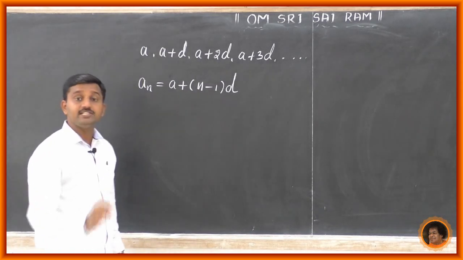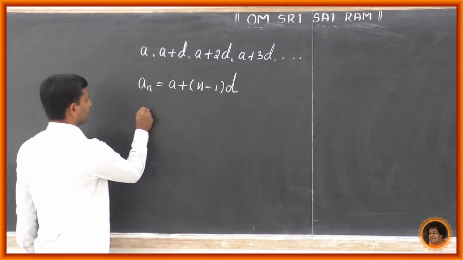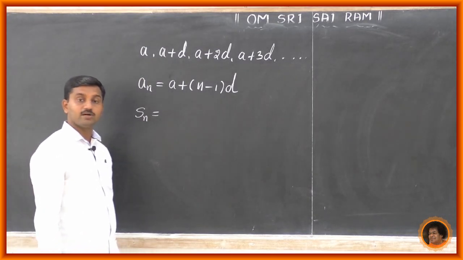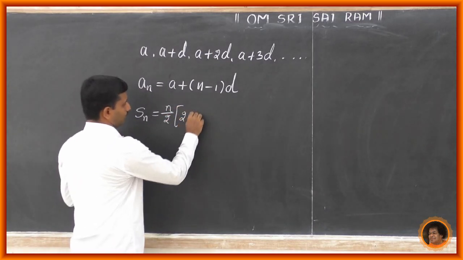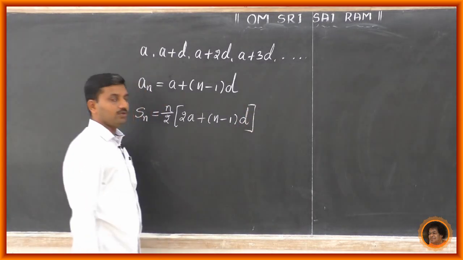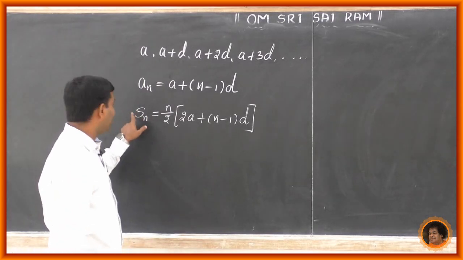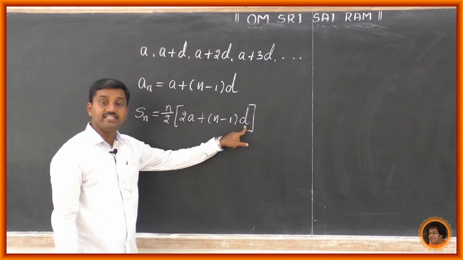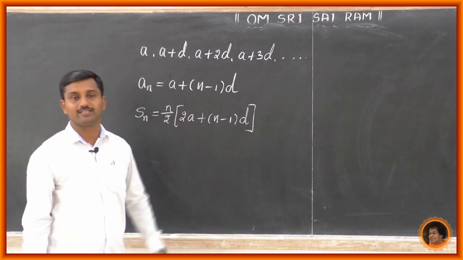Next, the sum of n terms of an arithmetic progression, denoted as Sn. Just to recall the formula, sum of n terms of an AP, Sn equals n by 2 into 2a plus n minus 1 into d. This is the formula to find the sum of n terms of an arithmetic progression. Here Sn is the sum of n terms, n is the number of terms, a is the first term, and d is the common difference.